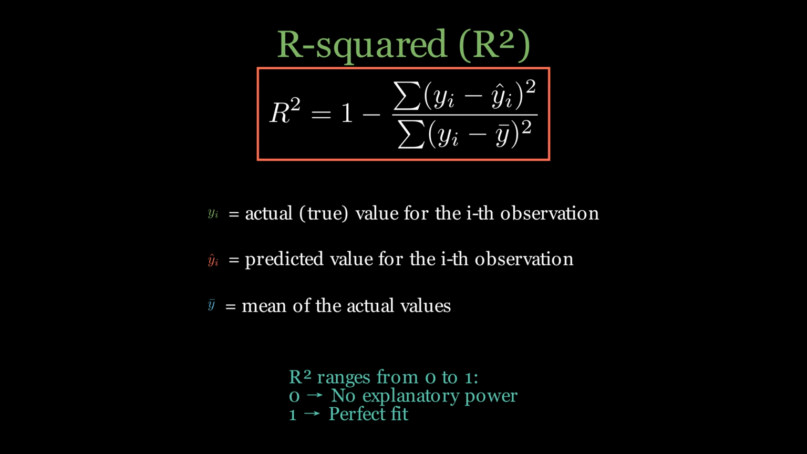R squared measures the proportion of variance in the dependent variable that is predictable from the independent variable, X. It ranges from 0 to 1, where 1 indicates a perfect fit. Let's calculate R squared for our example.